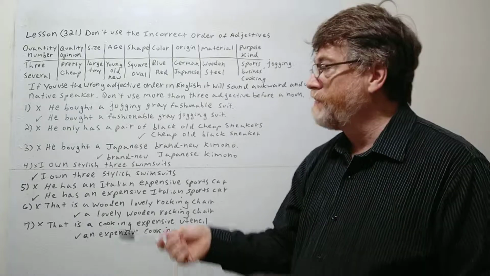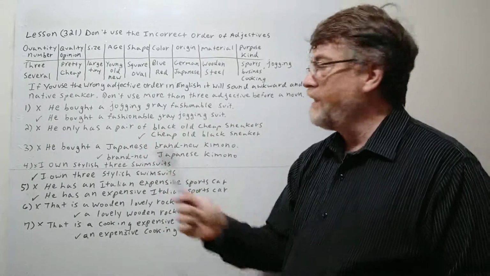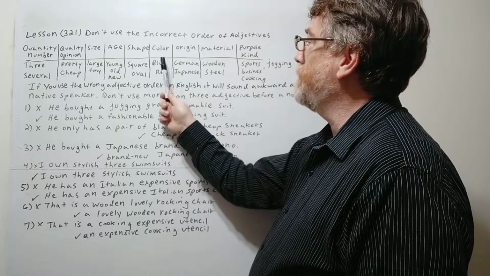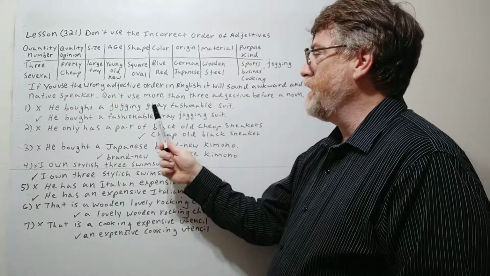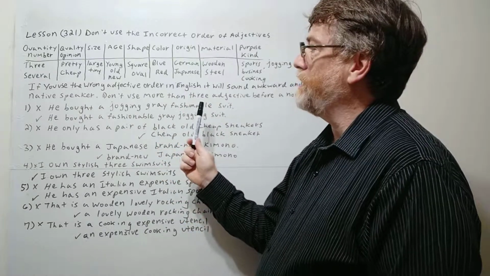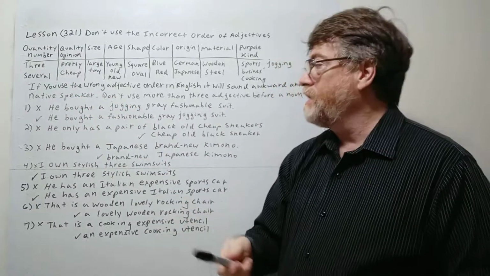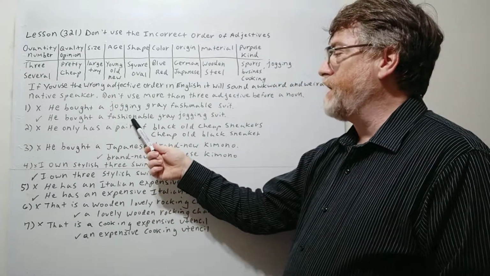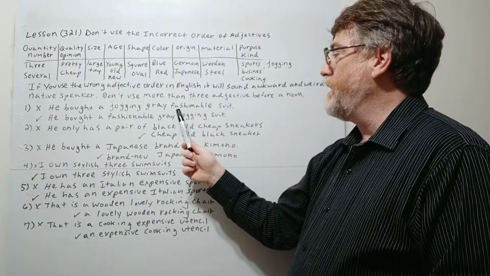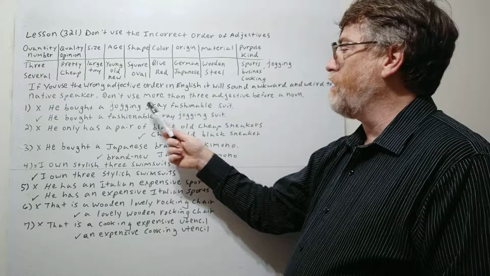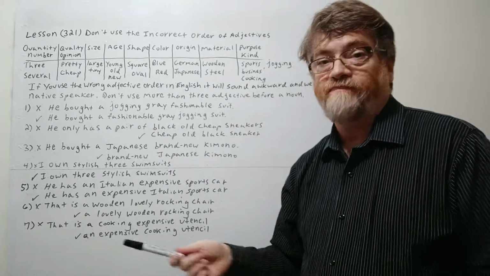Okay, so let's look at why. Remember, the jogging, that's the last one. That's last in order. Gray, of course, goes under color. So obviously, you shouldn't be using one over here before this one. And then fashionable would probably go under quality or opinion. So that's why you should have fashionable first under quality or opinion, gray here under color, and jogging, of course, would go under kind or purpose.